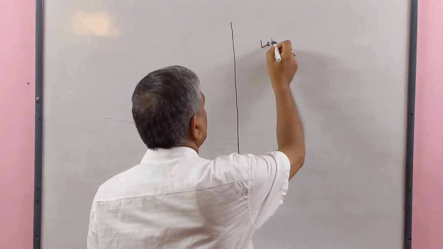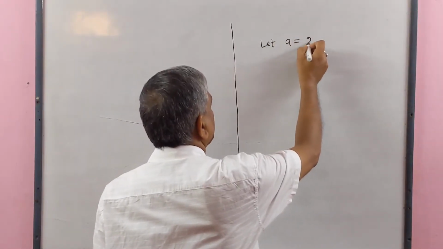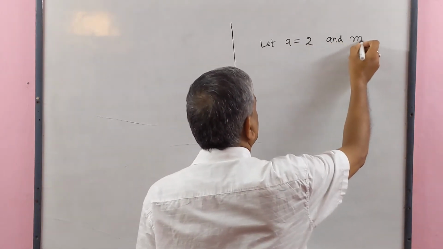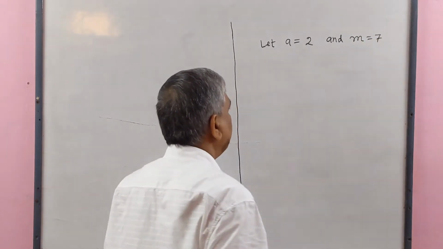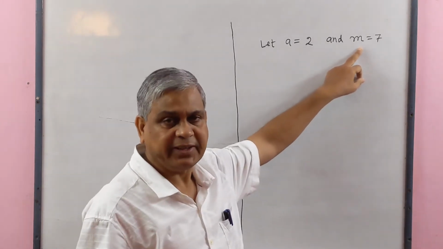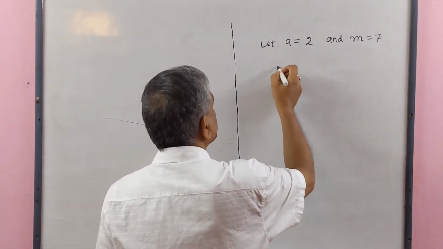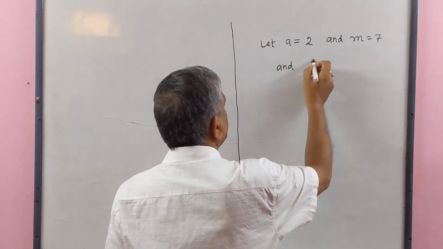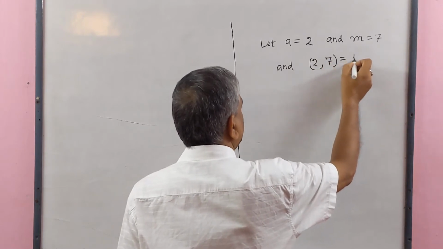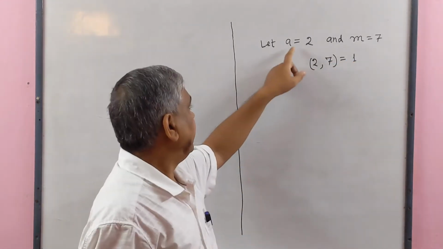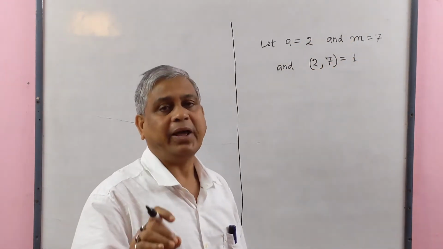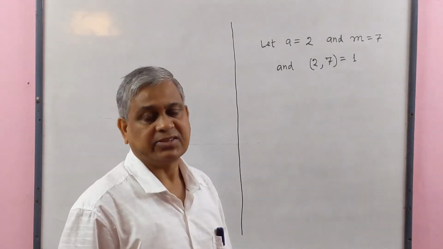Let a equal to 2 and m equal to 7. Here a and m are two positive integers and GCD of 2 and 7 equal to 1. That means a and m are two relatively prime positive integers.